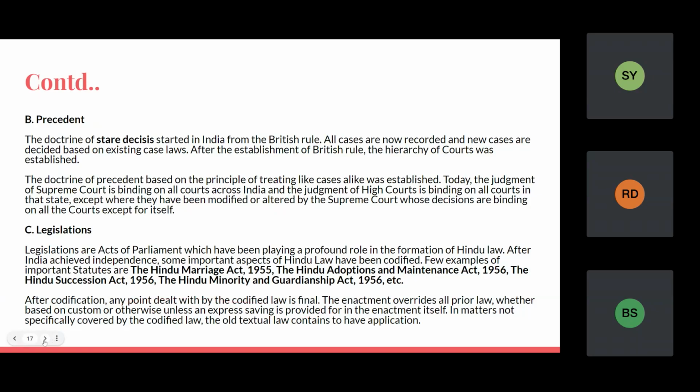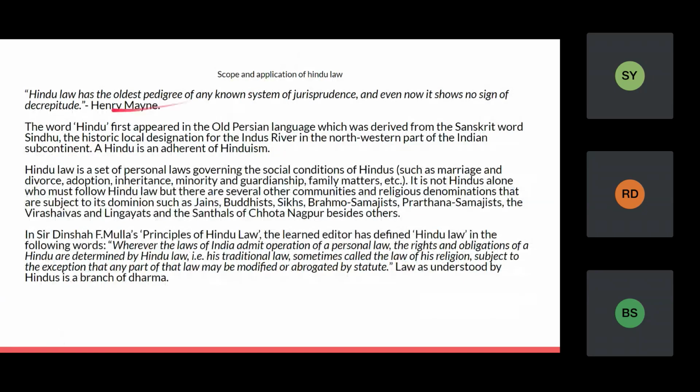So, scope and application of Hindu law. Henry Maine, the jurist, has defined Hindu law as the oldest pedigree of any known system of jurisprudence, and even now it shows no sign of decrepitude. This is a term you should go through. Sir Henry Maine is the person who assisted Lord Macaulay in the formation of many laws like the Indian Penal Code, the Indian Evidence Act and such other laws. So he says that Hindu law is the oldest one known to the system of jurisprudence.